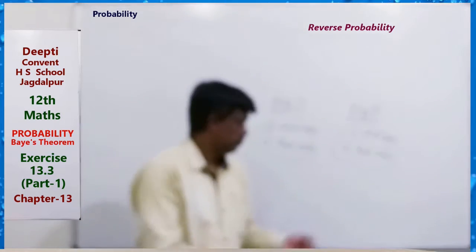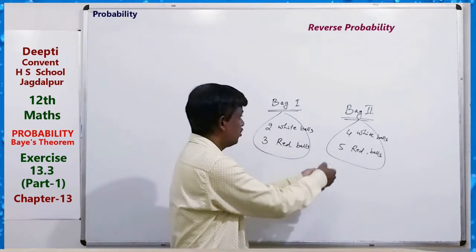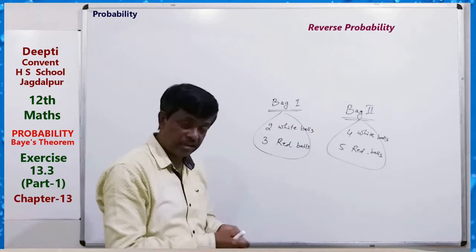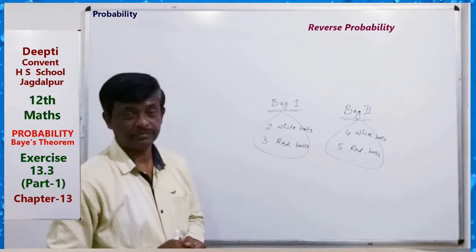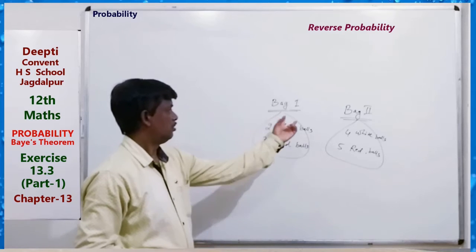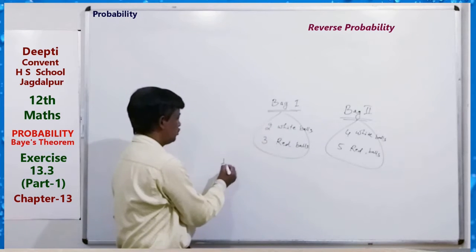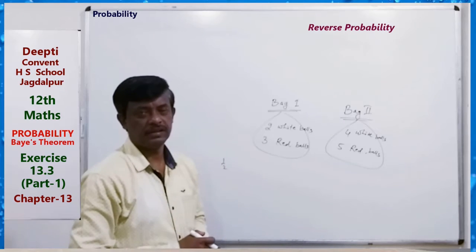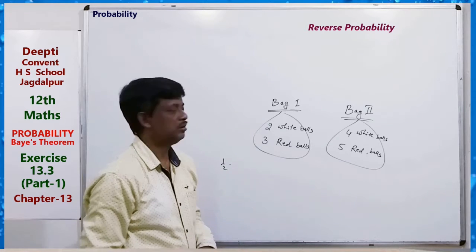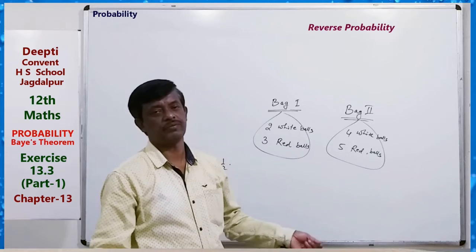For drawing a red ball, first of all we have to select either the first bag or the second bag, and then draw a ball and find the probability. That is very simple. Out of two bags, selecting one bag has probability 1 by 2. Then we draw a red ball: here red is 3 by 5, here red is 5 by 9. You can find the probability.